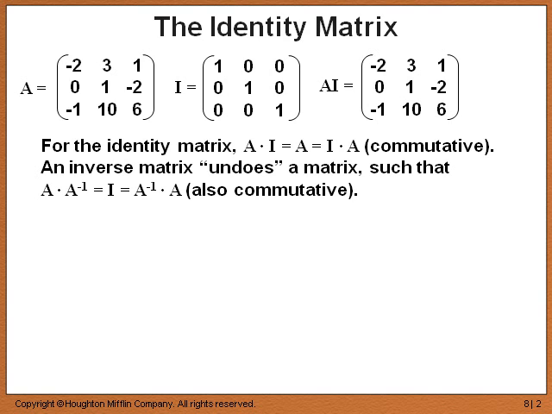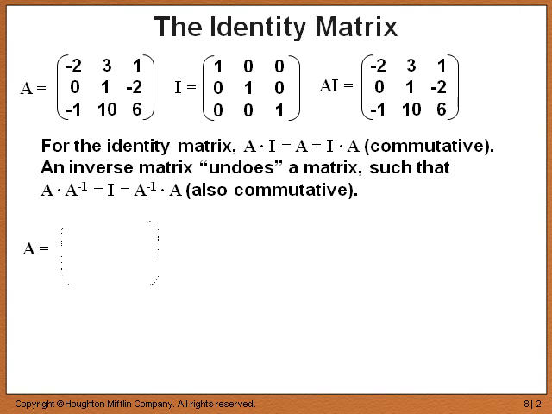An inverse matrix undoes a matrix such that A times A inverse, by the way, that -1 shouldn't confuse you, looks like something to the -1 power, but that's not what it means. It's just a symbol, and it's a symbol for the inverse matrix. So A times A inverse equals I, and that equals A inverse times A. So this matrix multiplication is also commutative.